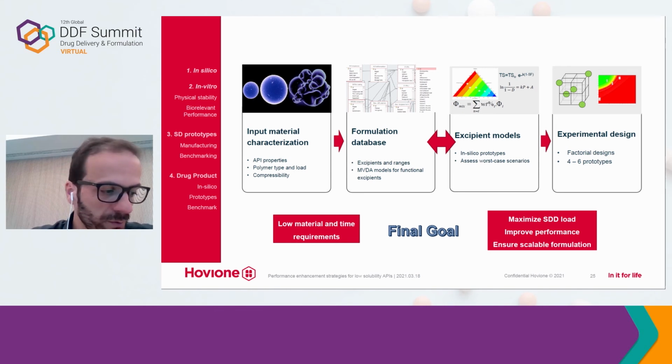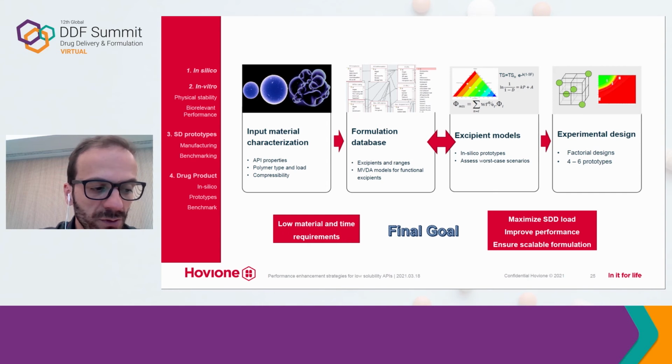But the tablet formulation can be significantly expedited and not be an additional development bottleneck using database approaches. An example provided in this slide. So starting with the input material characterization and coupled with the formulation database, a platform-based approach can be used as a starting point. Then using excipient models based on the properties of the pure excipients, these prototypes can be further refined.